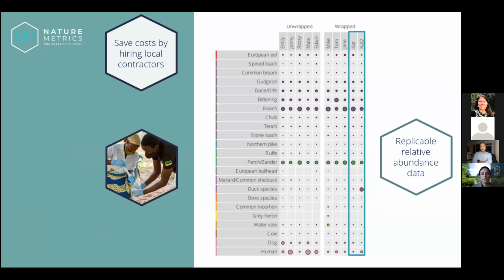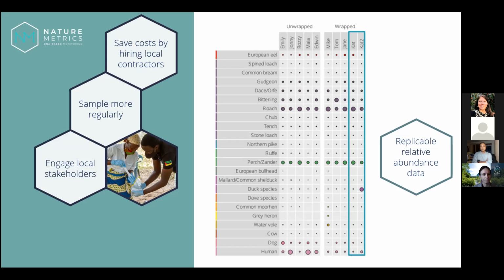And there are huge advantages to this. So it means that, for example, projects can save a lot of money by hiring local contractors to do the sampling, train them up, and you've got people who can collect good quality samples. That means we can sample much more regularly, because you're not having to only collect data when you've deployed a full team of ecologists. You can use people who are on site on a permanent or regular basis to be collecting eDNA samples year round and build much better insights as to how communities are changing over the course of a year, and that can inform your management and mitigation.